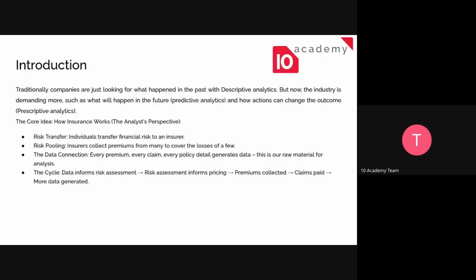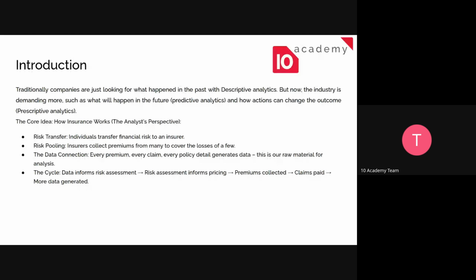And then the data connection: every premium, every claim, every policy detail generates data. This is our raw material for analysis. There is the premium and the claim, and we will look at the keywords, but I feel some of you are already familiar with them. The cycle is that data informs risk assessment. Based on the data they have previously and other information, they assess the risk, and the risk assessment informs pricing.